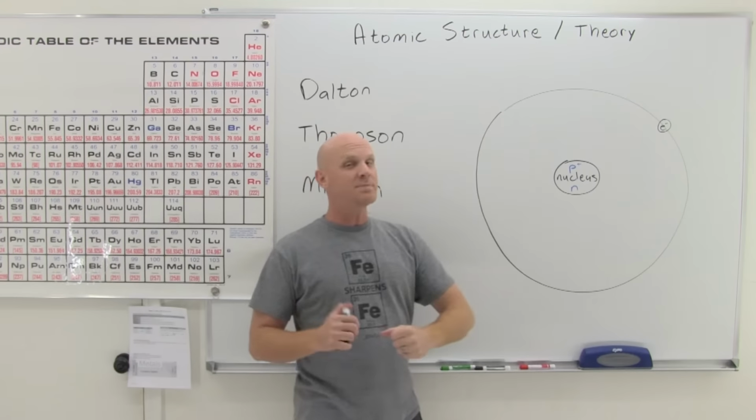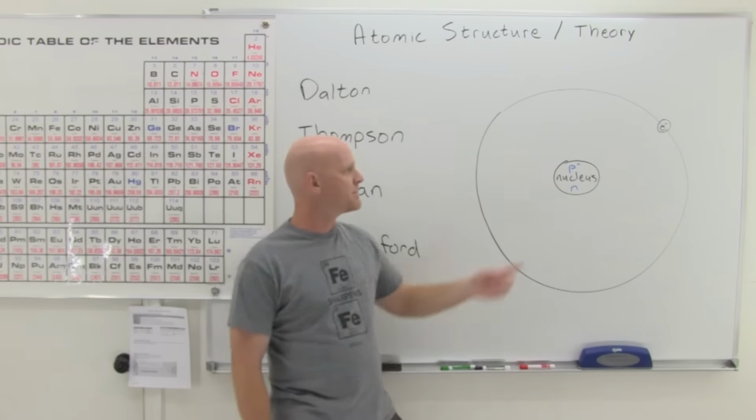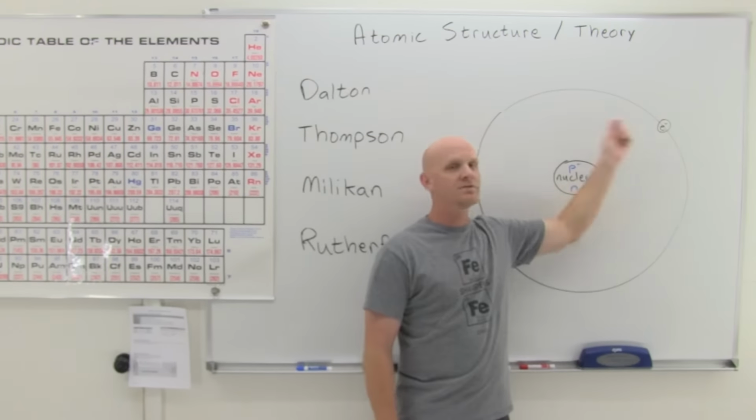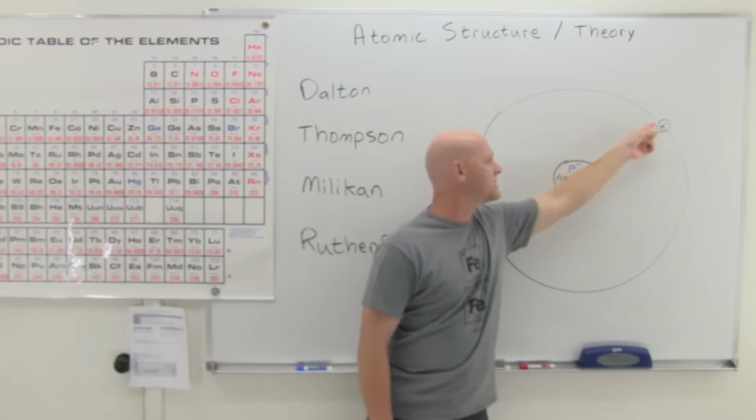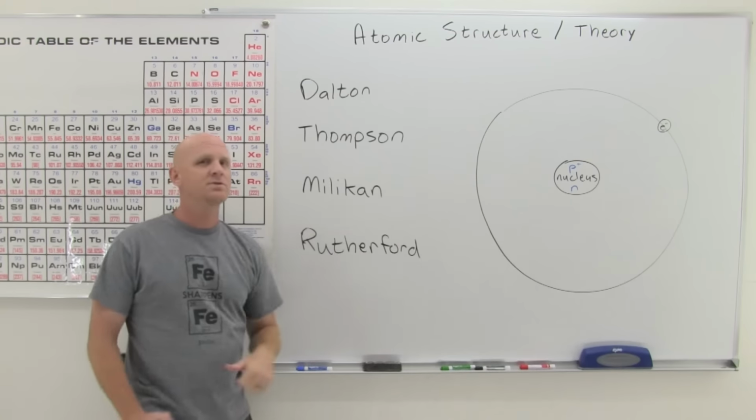It's got some wave-like behavior we'll find out later on. But these are your big 3 subatomic particles. You've got protons and neutrons in the nucleus, and then electrons going around. Again, protons are positive, electrons are negative, neutrons are neutral. And these other 3 guys made contributions in each of these.